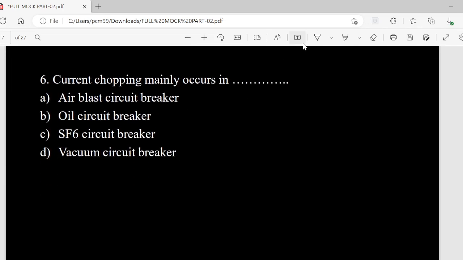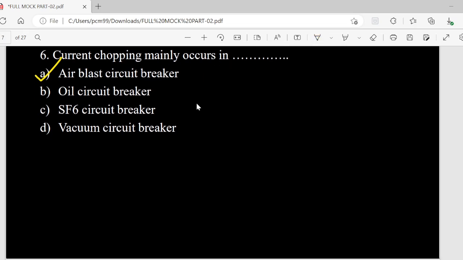Question number 6. Current chopping mainly occurs in option A, air blast circuit breaker; option B, oil circuit breaker; option C, SF6 circuit breaker; and option D, vacuum circuit breaker. Which one of the following options is correct? Or, current chopping occurs in which one of the following circuit breakers? The correct answer is option A, air blast circuit breaker. Current chopping mainly occurs in the air blast circuit breaker. Next.